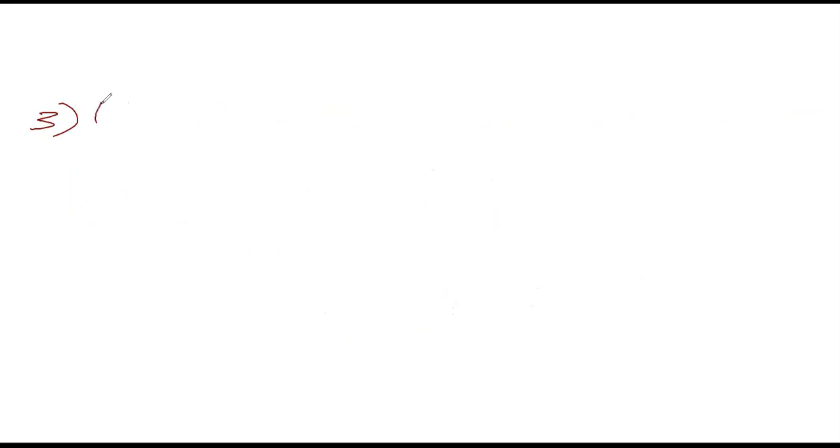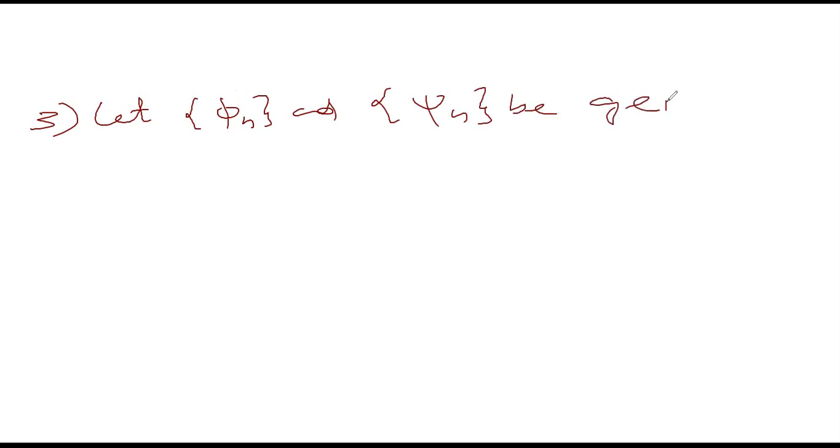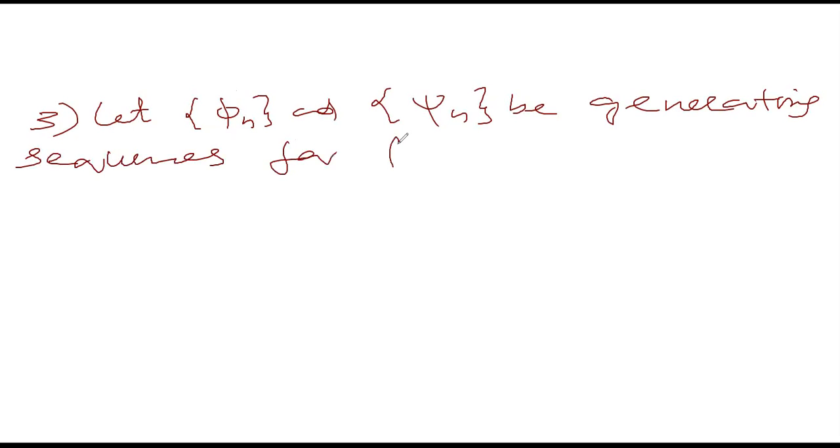Now let us again assume let phi n and psi n be generating sequences for f and g. Then we know that those two properties are there. So let's take these are generating sequences. Then also I will write those properties here.